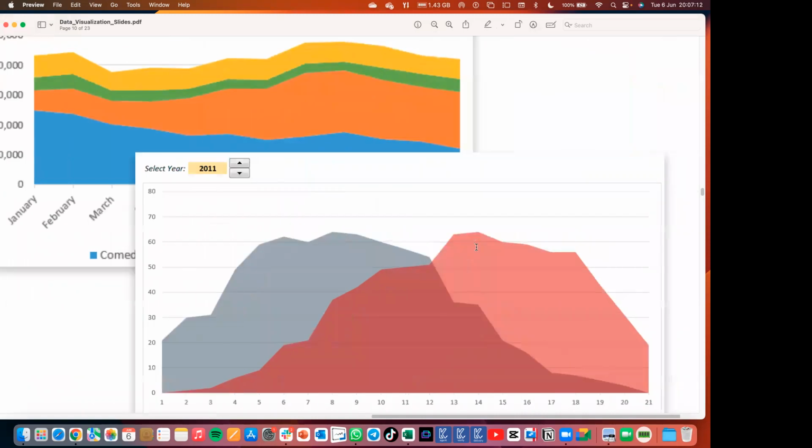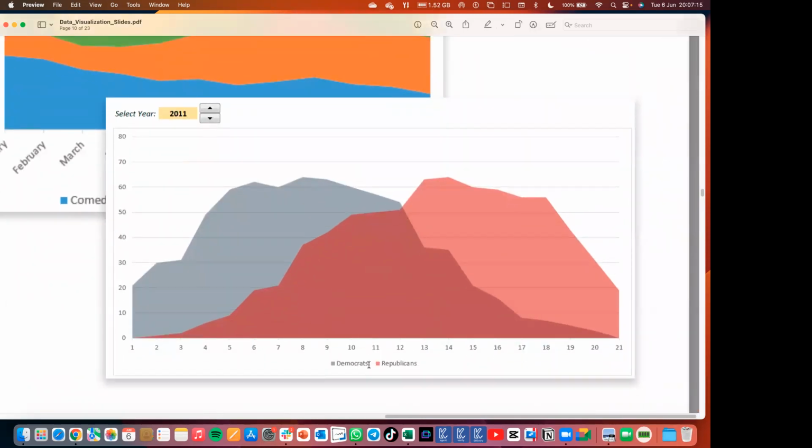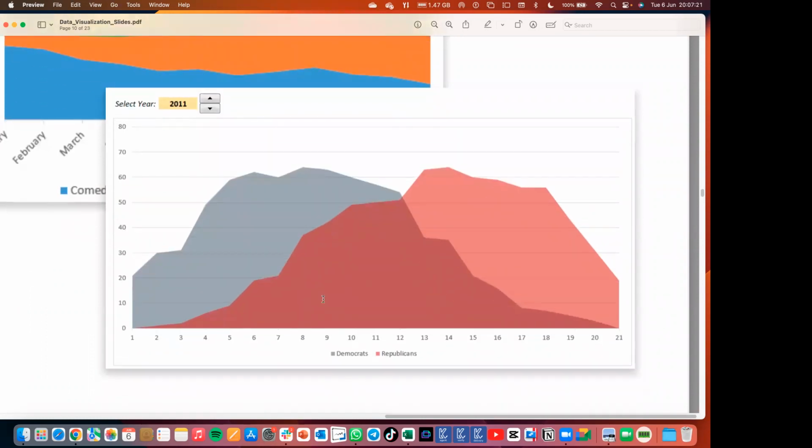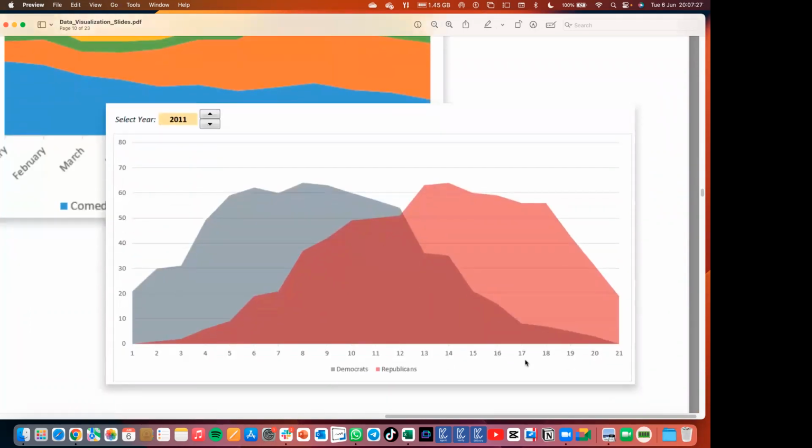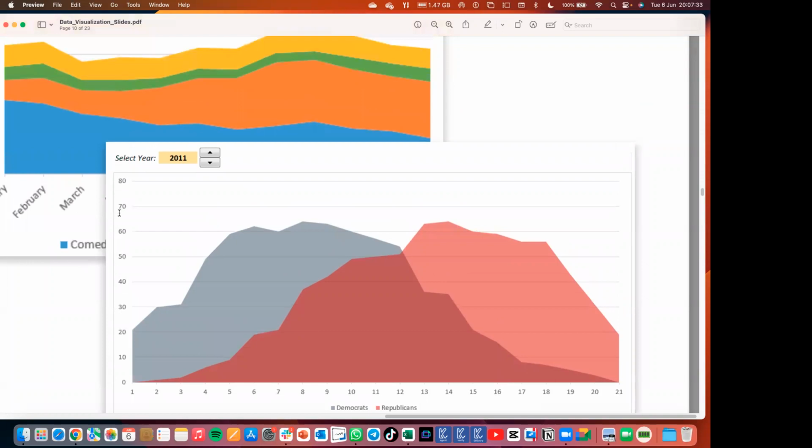gray here is showing Democrats, then red is showing Republicans. Anyway, we don't have the axis, the meaning of the axis, but these are numbers, which means, let's say they are votes. And even here, they are numerals, they are votes.